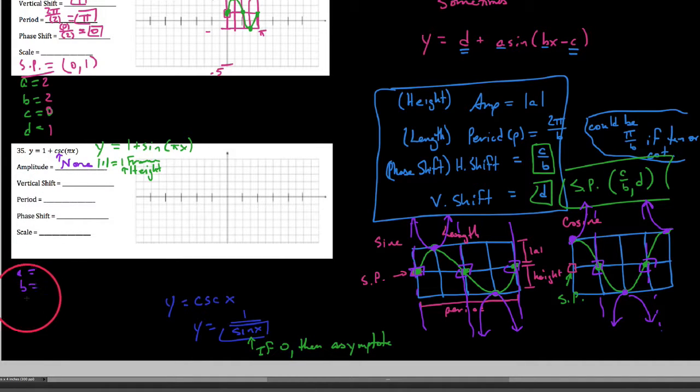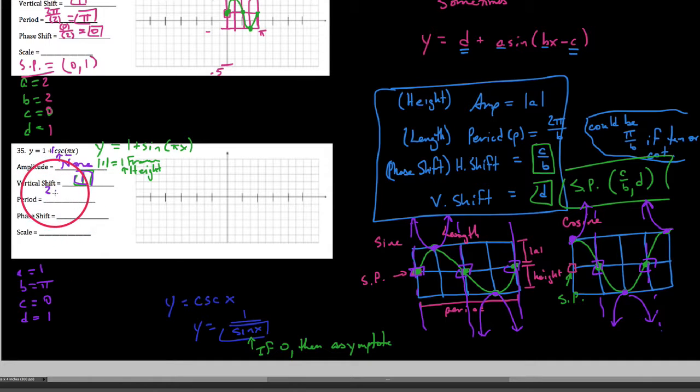So I'm kind of getting ahead of myself. Maybe we should write these down. A in this case is 1. B in this case is pi. C is 0. We don't have a constant in here bundled with x, but we do have a loose constant outside, which is 1. So our vertical shift in this case is going to be 1.